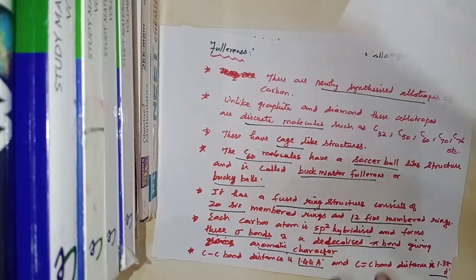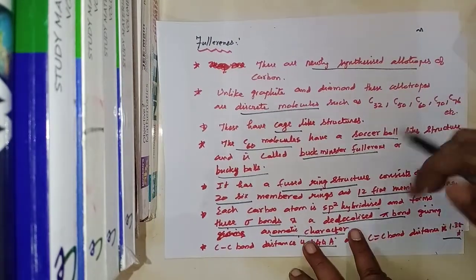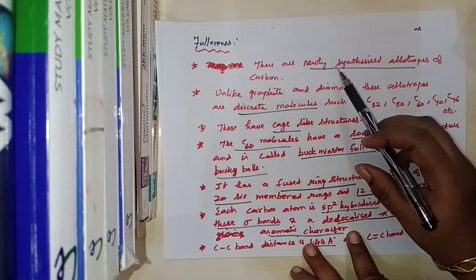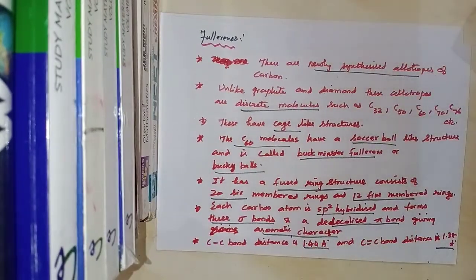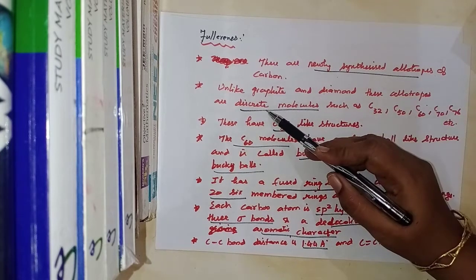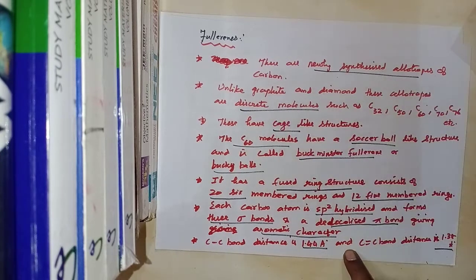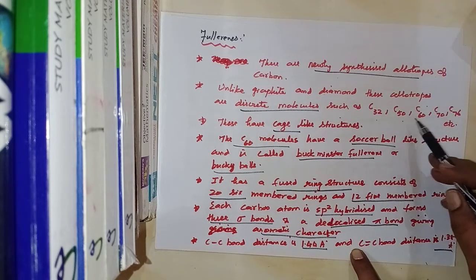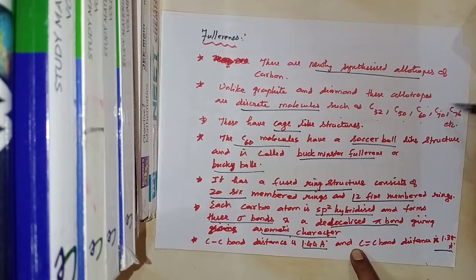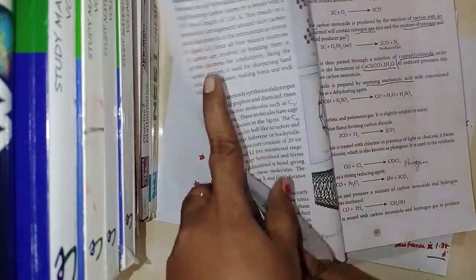Then next is the fullerenes. These are newly synthesized allotropes of carbon. Unlike graphite and diamond, these allotropes are discrete molecules, such as C32, C50, C60, C70, C76 and so on. These are cage-like structures.